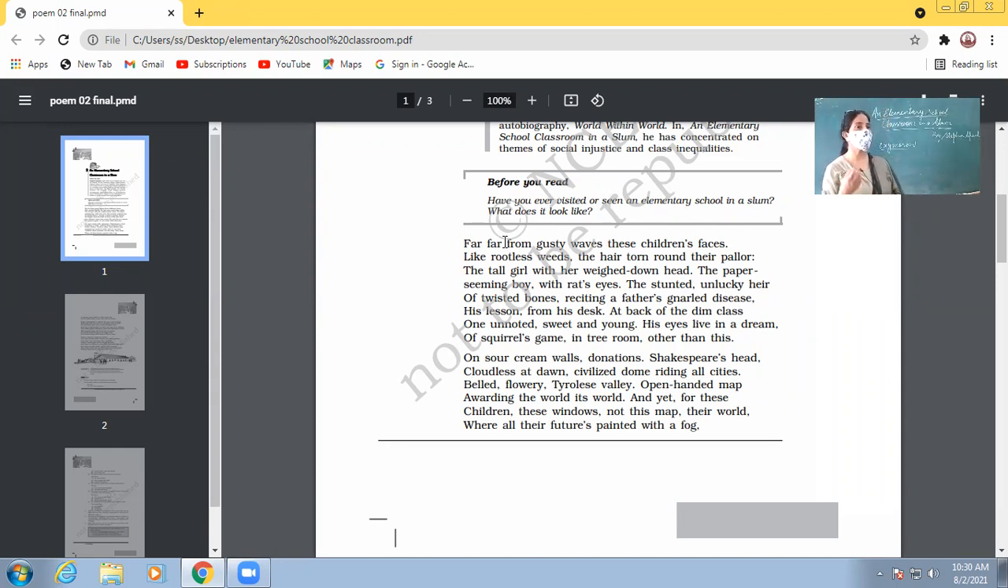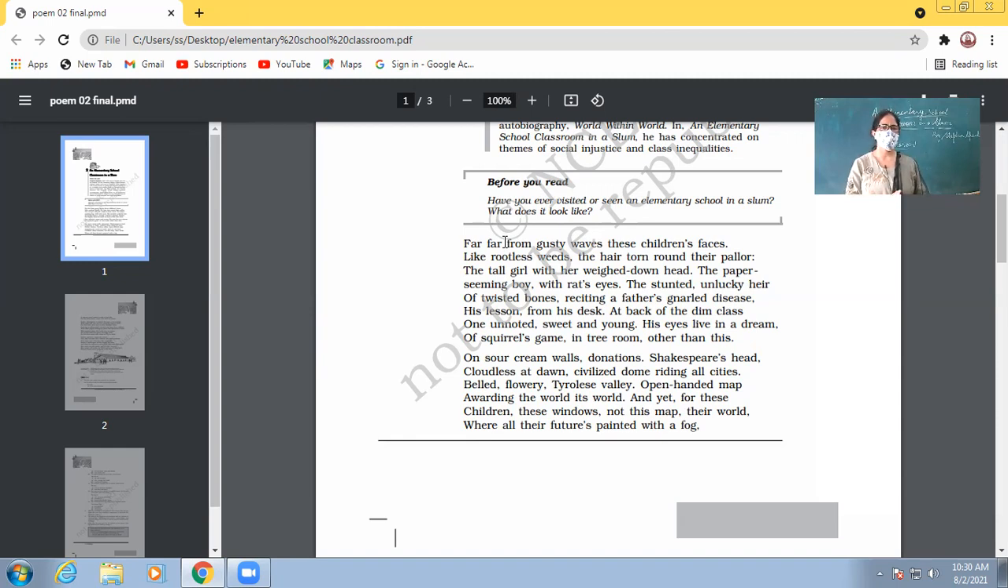Eyes like that of a rat means, if you people have seen a rat, a rat's eyes are constantly in search of food. A rat is always hungry. So there is a thin child whose hunger is gleaming in his eyes. His hunger is visible in the eyes. So hungry child, weak child. Will this hungry and weak child be able to study something in the class? No. So then the stunted, unlucky heir of twisted bones, reciting a father's gnarled disease.